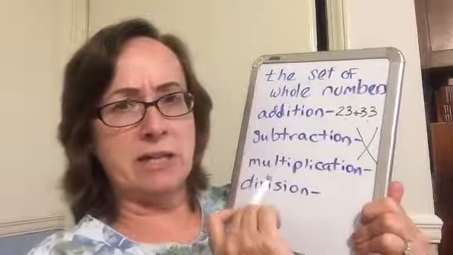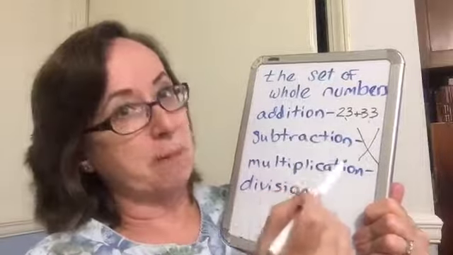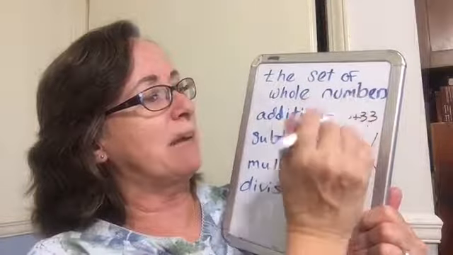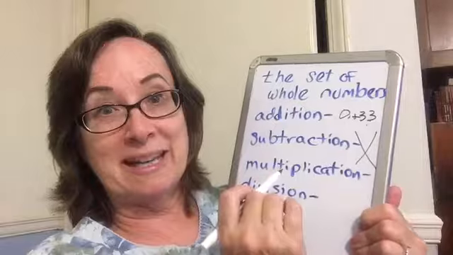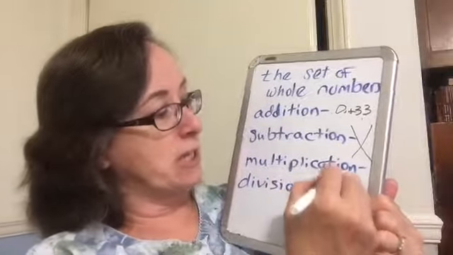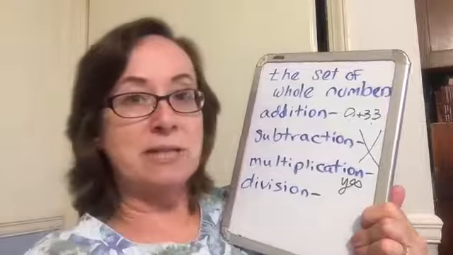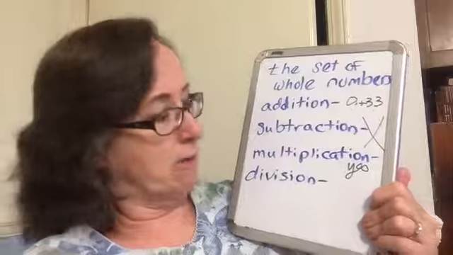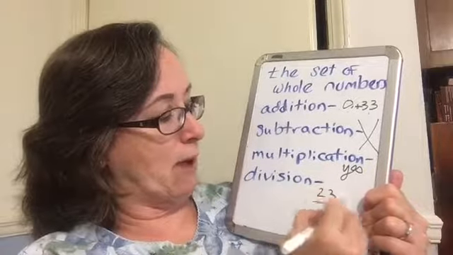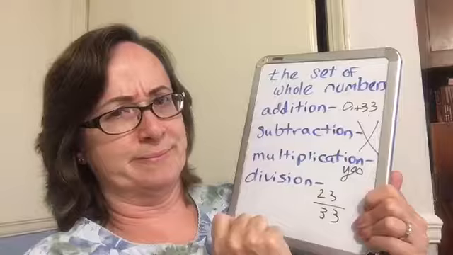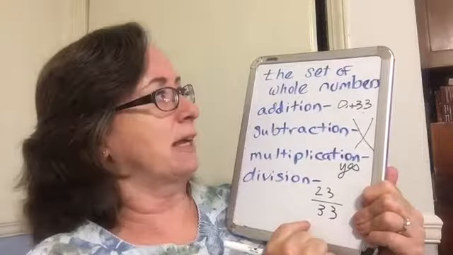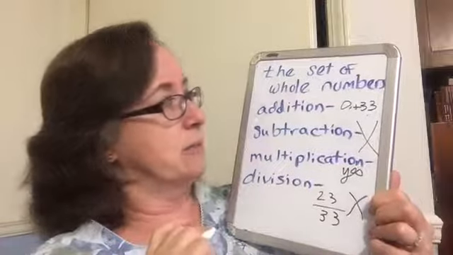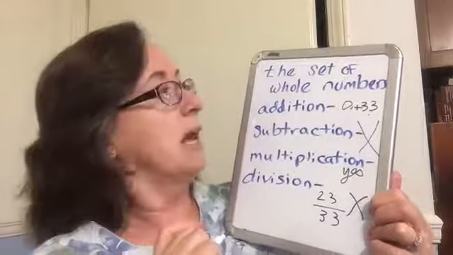Okay, multiplication. What if I multiplied those two together? Yeah, it would still be in the whole numbers. Even if one of them was 0, I'd still be in the whole numbers, wouldn't I? So yes, the set of whole numbers is closed under multiplication. What about division? Well, if I took 23 divided by 33, that gives me a fraction. It does not go back to a whole number, does it? So no, we are not closed. The set of whole numbers is not closed under division.